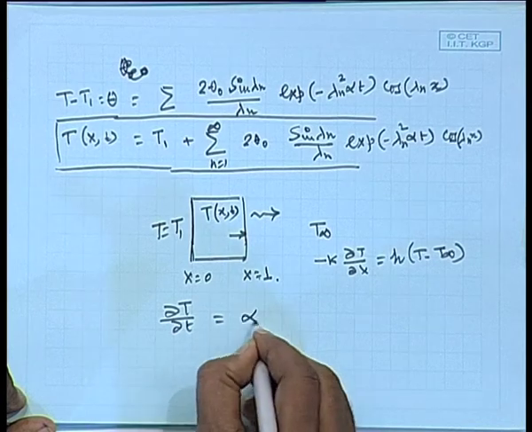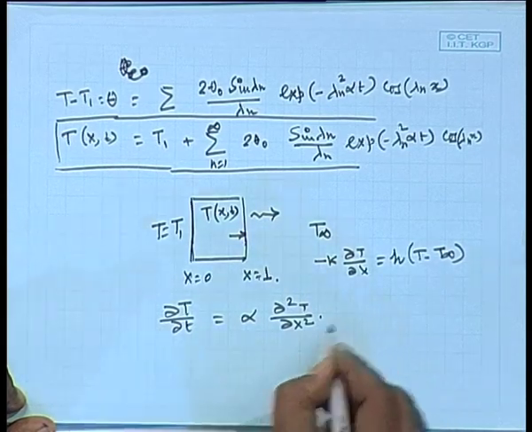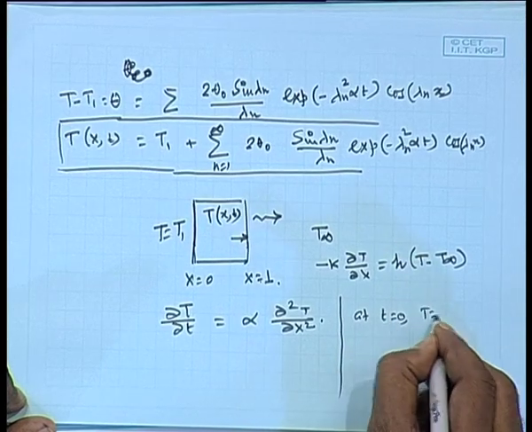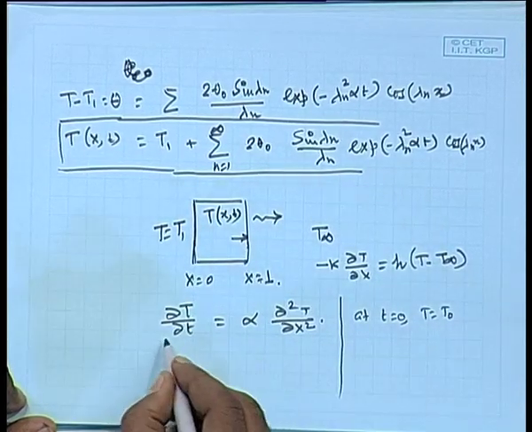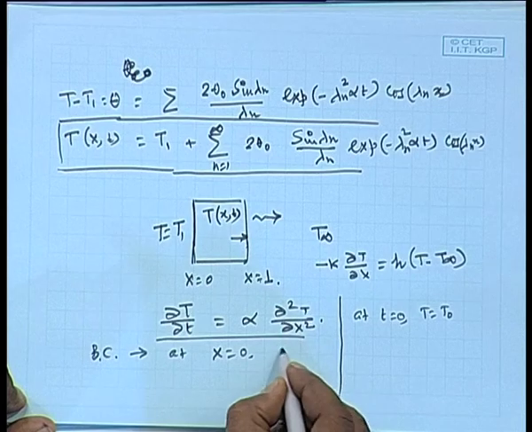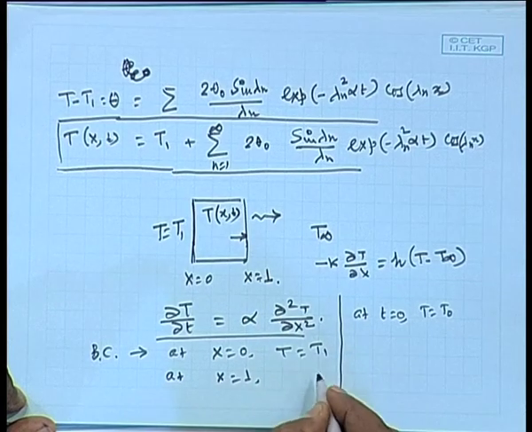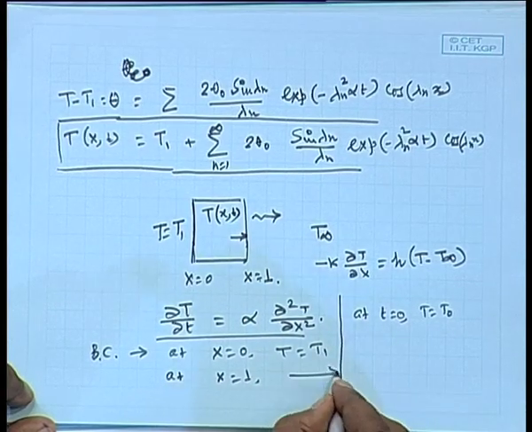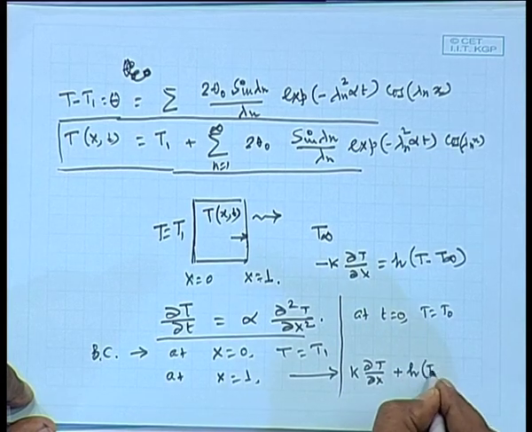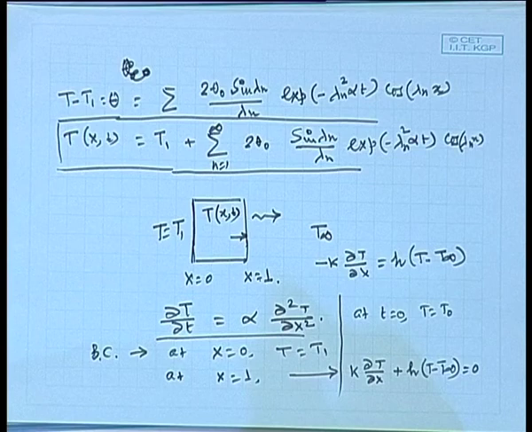∂T/∂t is alpha ∂²T/∂x², and at t equal to 0 the initial condition is T equal to T naught. The boundary conditions are: at x equal to 0 you have T equal to T1, and at x equal to 1 you have k ∂T/∂x plus h(T minus T infinity) equal to 0, right.